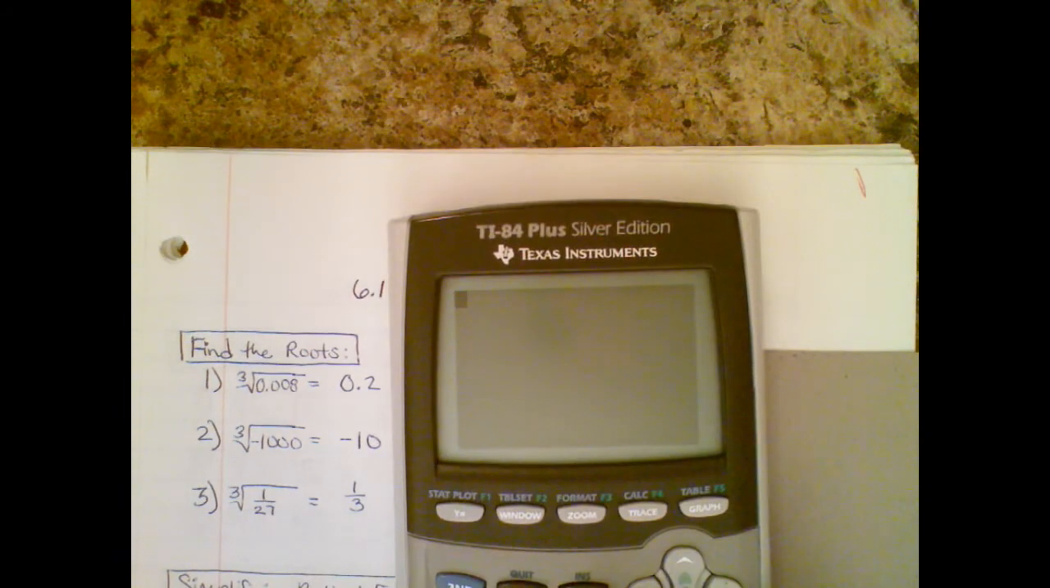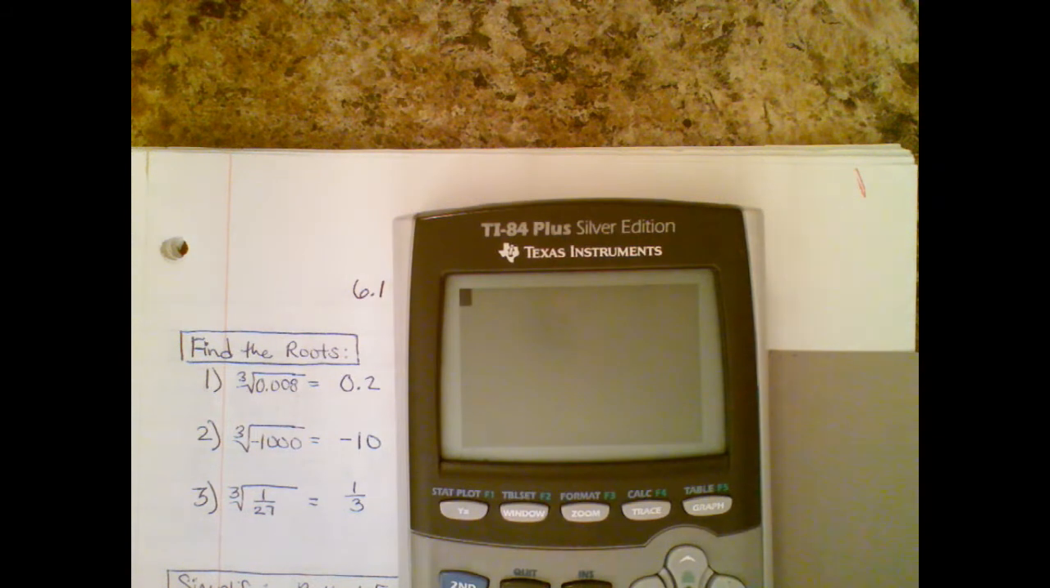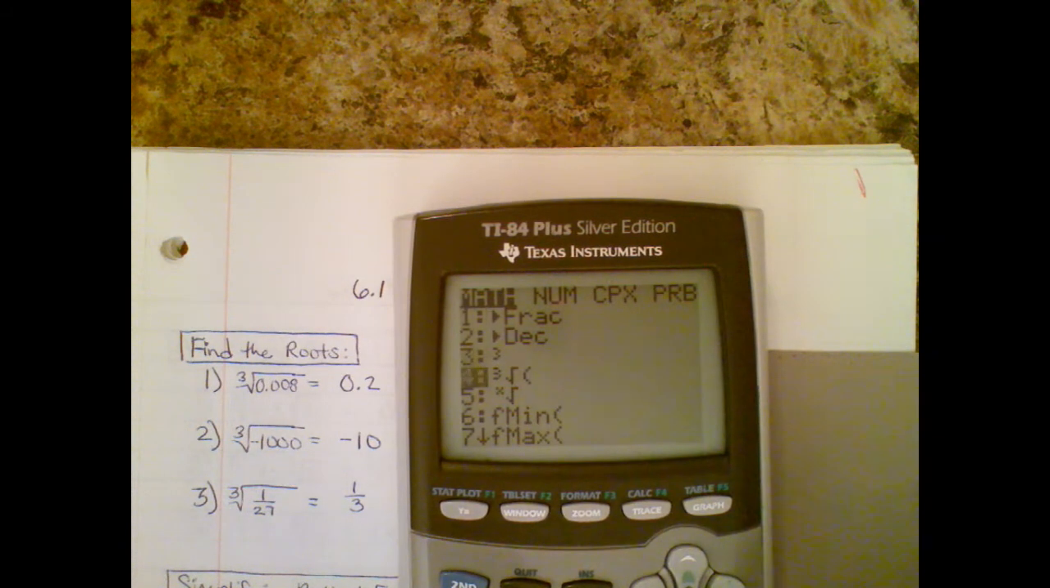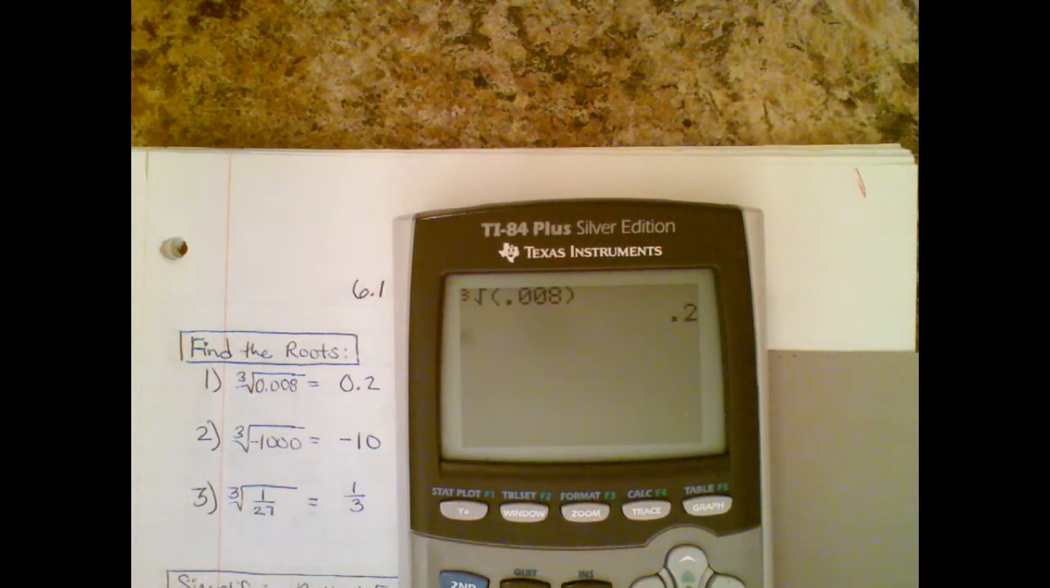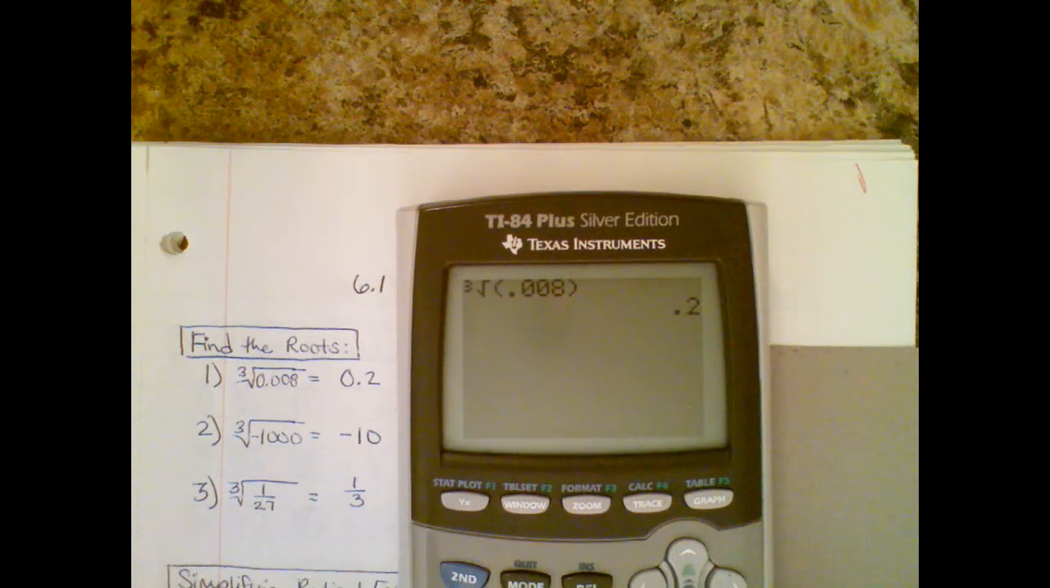For this first one, it's the cube root of 0.008. So our cube root button, we're going to go to math, scroll down to 3, click enter, and we have 0.008, which gives 0.2. We try the next one. We go to math. It's the cube root of negative 1,000, and we get negative 10.